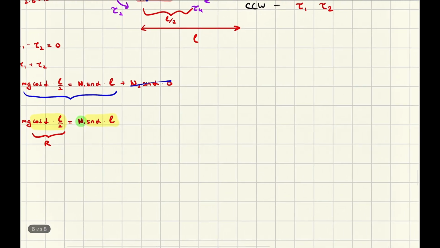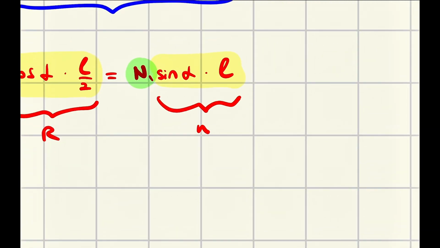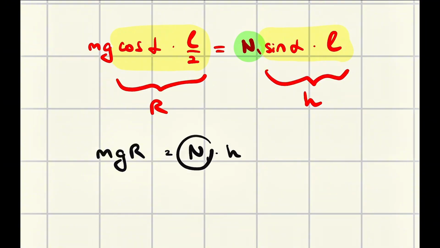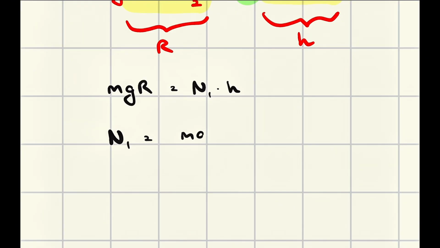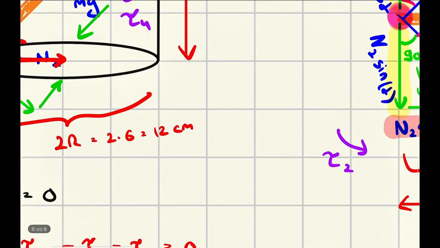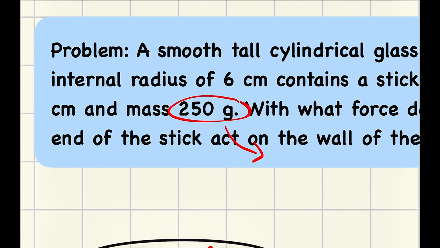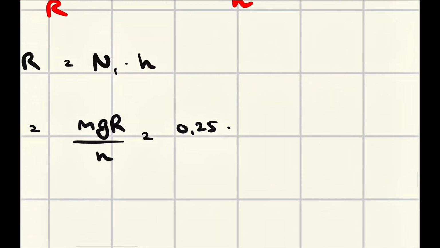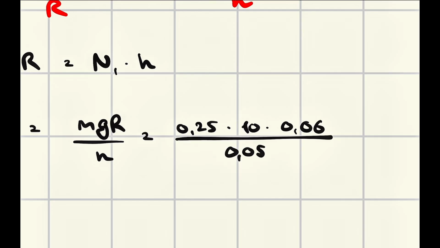This is pretty convenient. I can call this sine alpha L just H. Right? So we have mgr equals N1 multiplied by h. And if we need to find N1, then N1 equals mgr divided by h. If we put in the numbers, we have 250 grams, which is 0.25 kilograms, right? Then we have g, which is, let's say, 10, the radius, which is 0.06 in meters, and the height has to be 0.05 because it is also in centimeters.